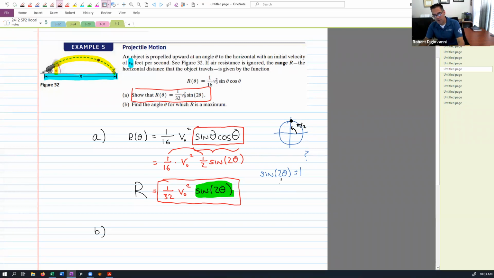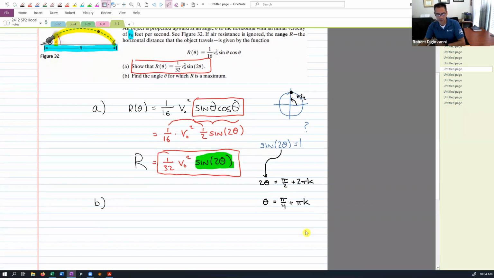And so what we know is that this argument 2 theta must be pi over 2 plus 2 pi k. Again, I'm getting the general solution. If we're at pi over 2, we could come all the way back around and be back at pi over 2. So I put the 2 pi k. I divide everything by 2, pi over 4 plus pi k. I get a common denominator.